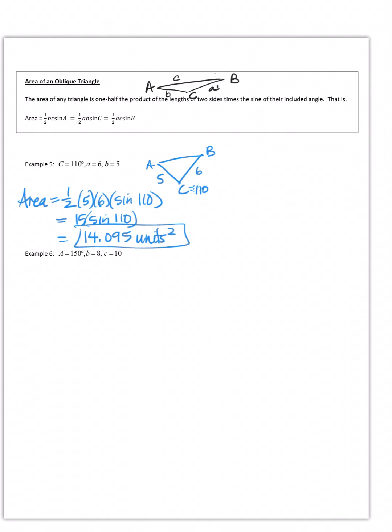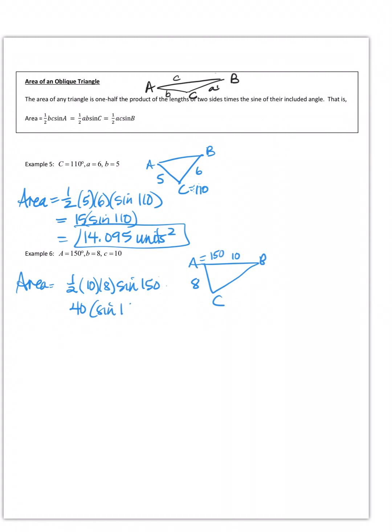All right. Number 6, try it again. Okay, here's A, B, C. I know A is 150. Little b is 8 and little c is 10. So I have what I need. So it's 1/2 times 10 times 8 times the sine of 150. So 10 times 8 is 80, divided by 2 is 40, times the sine of 150. So I get 20 units squared. And that's how we use our area formula here.